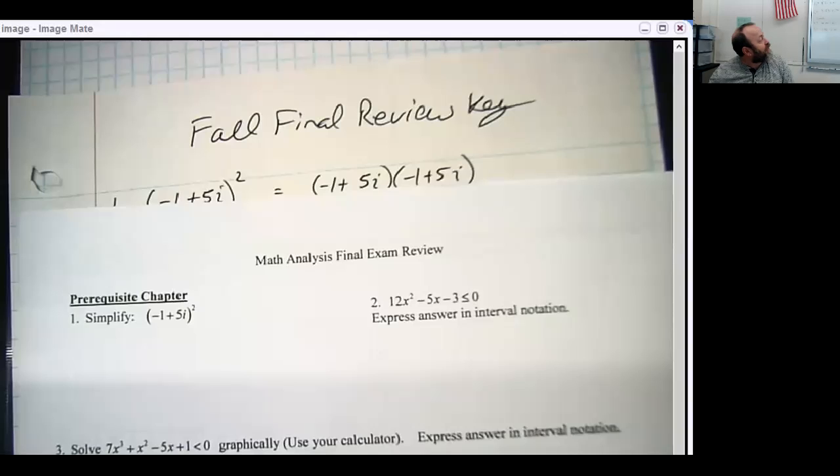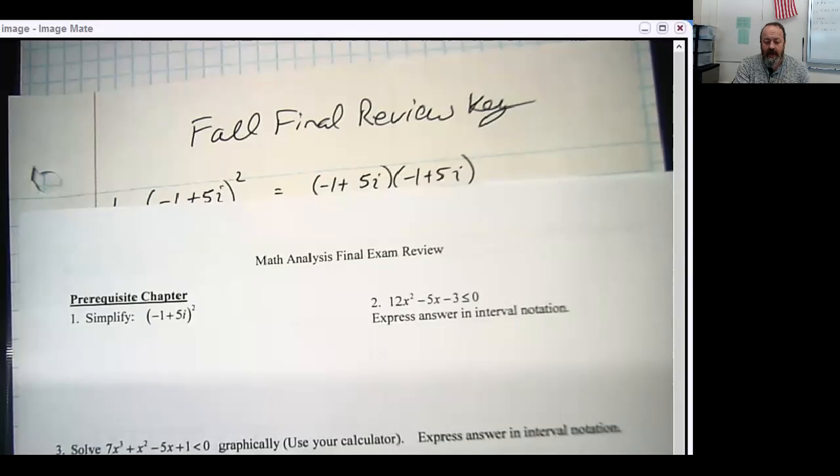So for the final review, I've actually already made a key to this, and so I'll go through it line by line, but rather than writing it out, I'm just going to talk our way through that. So let's check out this very first problem. I've asked us to simplify this problem.